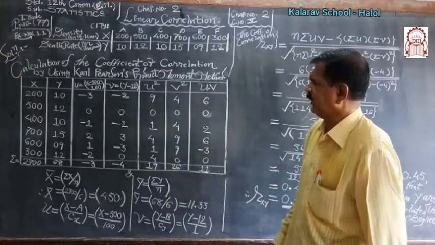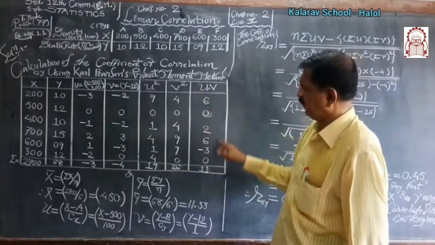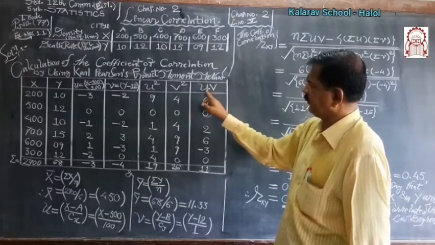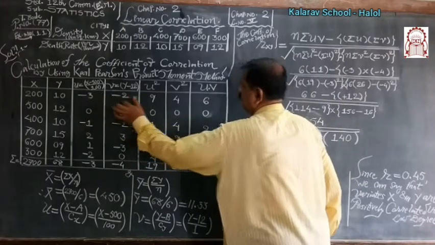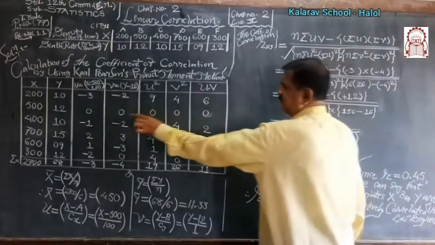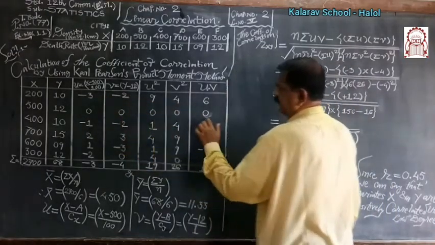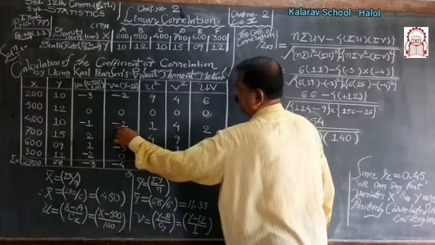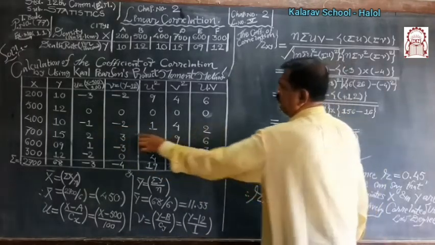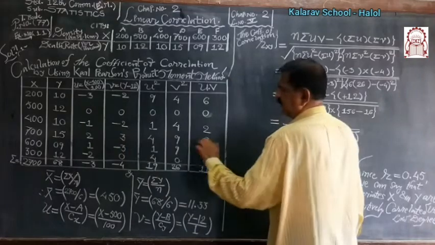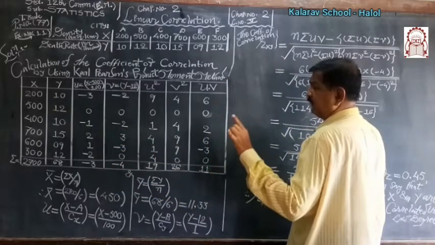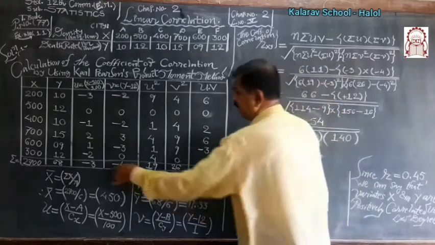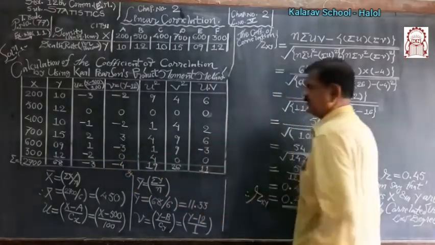u square, v square, then take the product in the final column, the multiplication of u and v. Minus 3 multiplied by minus 2 becomes 6. 0 multiplied by any number is 0. Minus 1 into minus 2 becomes 2. 3 2s are 6. 1 and minus 3 multiplication becomes minus 3. Sign multiplication with sign only. Minus 2 into 0 becomes 0.